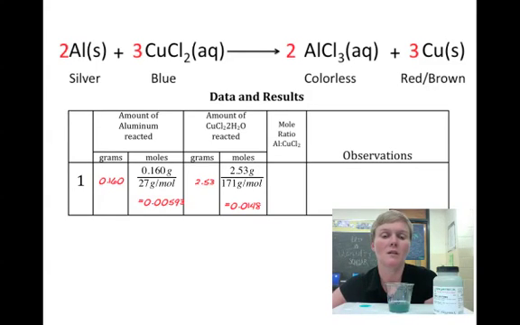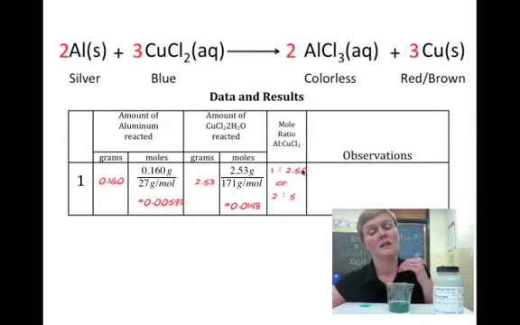So the moles of copper chloride is 0.0148 versus the moles of aluminum, which is only 0.00593. If we take the ratio of those by dividing the smaller one into the bigger one, we get 1 to 2.50 is what we actually have in this cup. If you don't like decimals, you can multiply them both by 2 to get 2 to 5. So we have, for every 2 moles of aluminum, 5 moles of copper chloride.